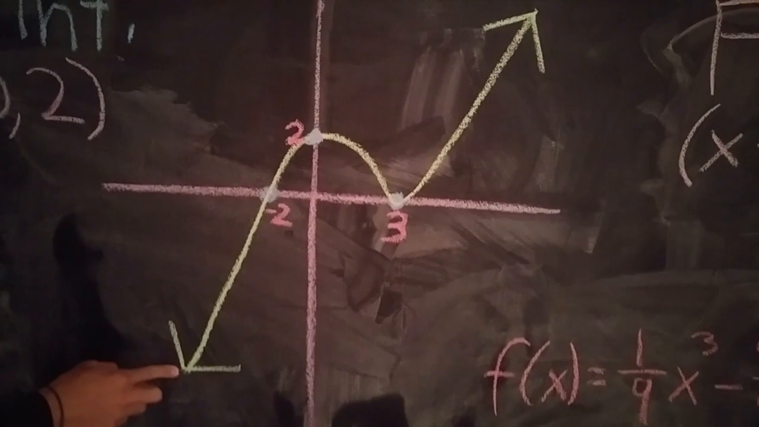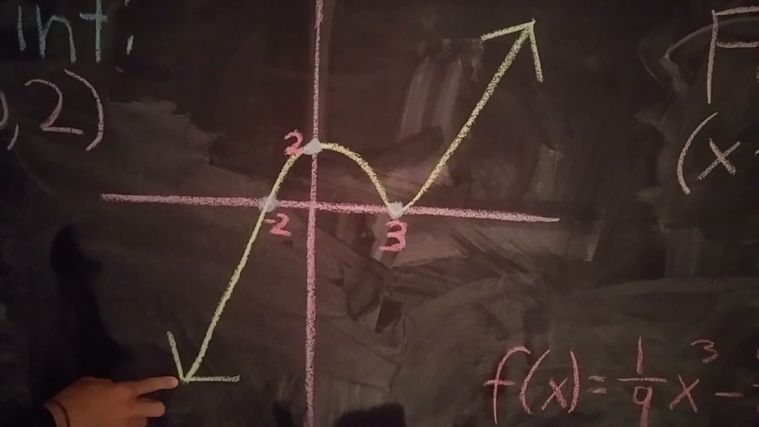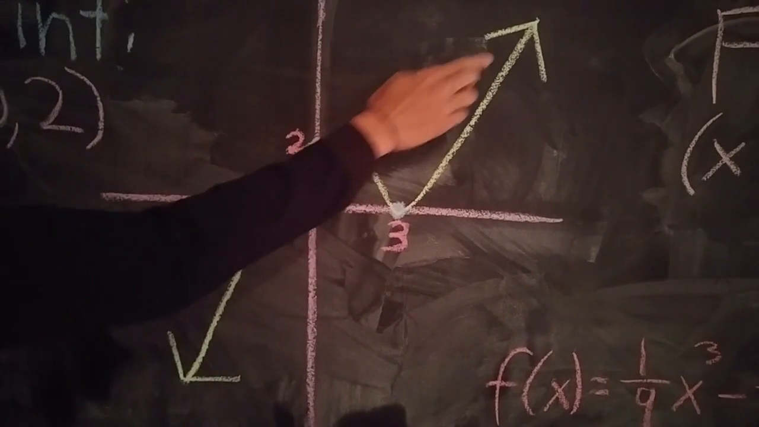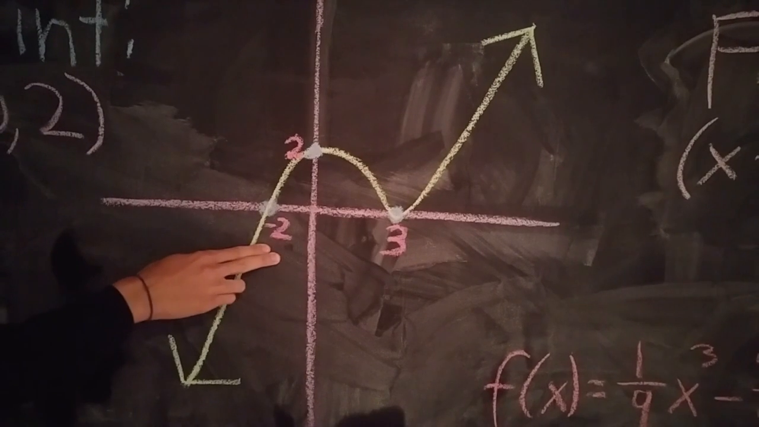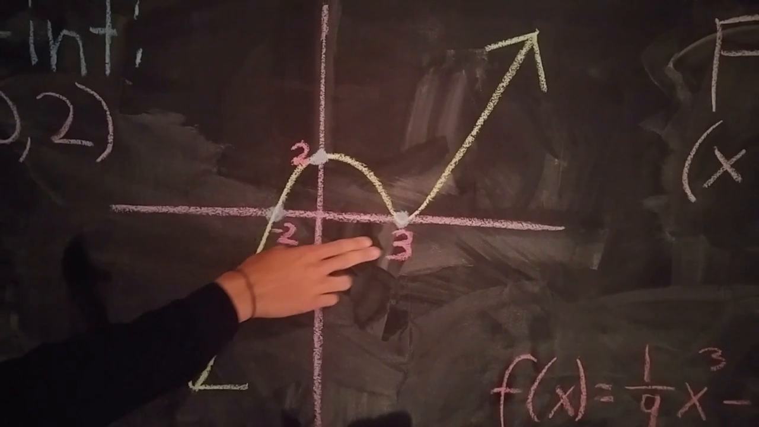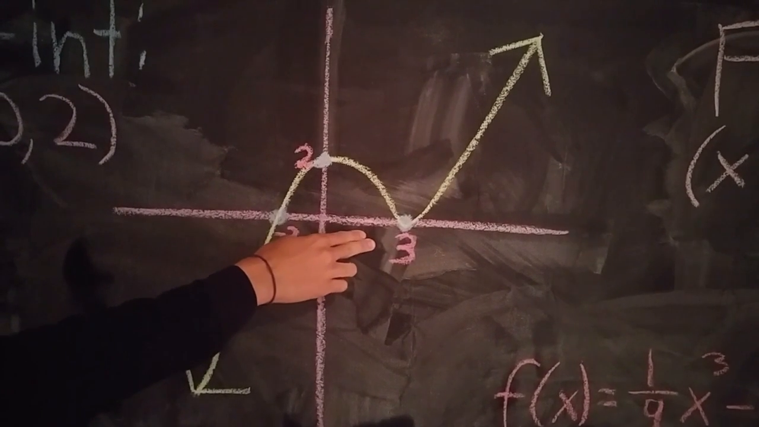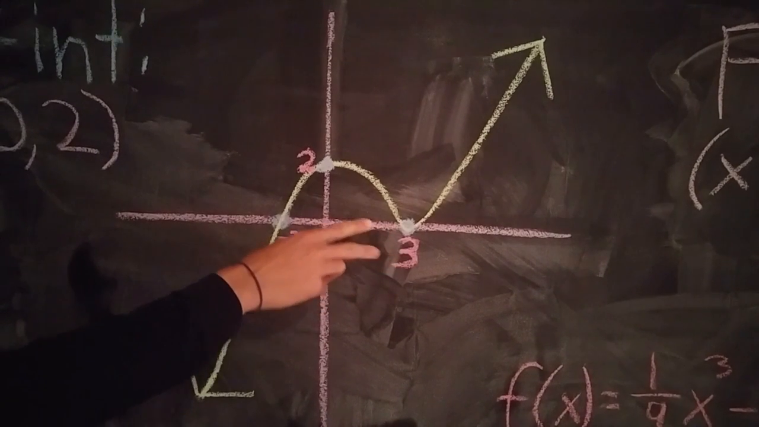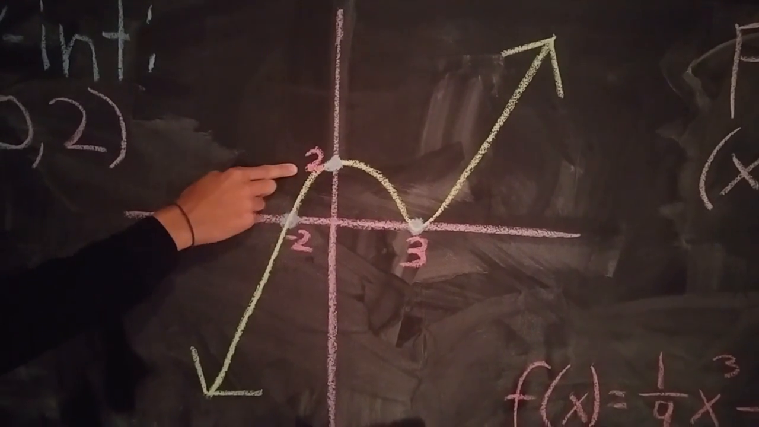Alright guys, so here we got another example. We got an odd degree with a positive leading coefficient, as we can see on the graph, with roots at -2 and 3. And the root at 3, we can see because it's a touch and go, it has a multiplicity of 2. And we can also see the y-intercept of 2.